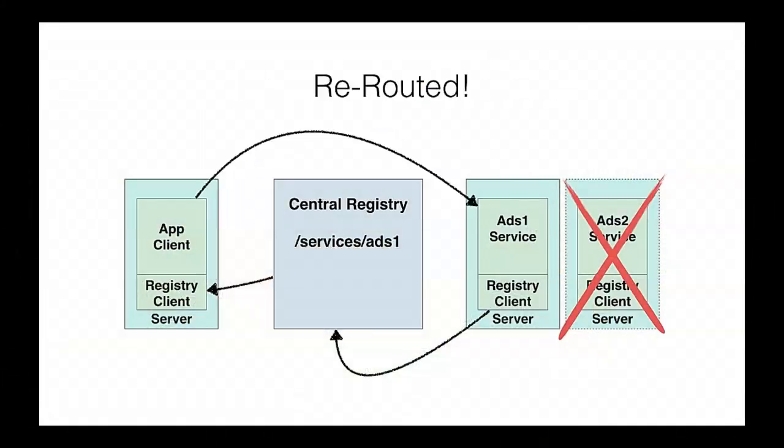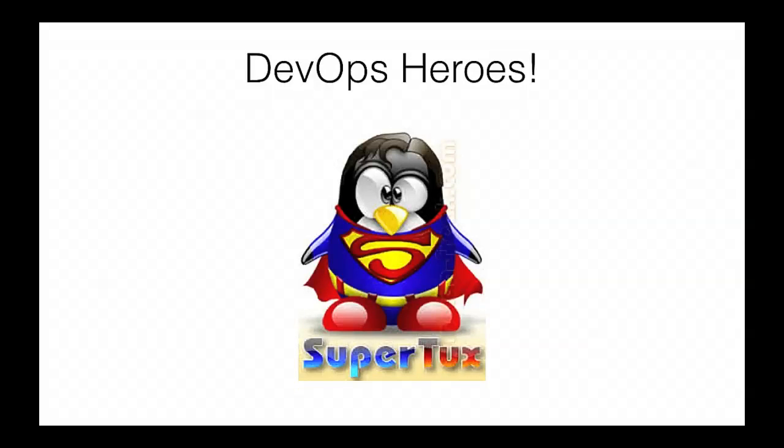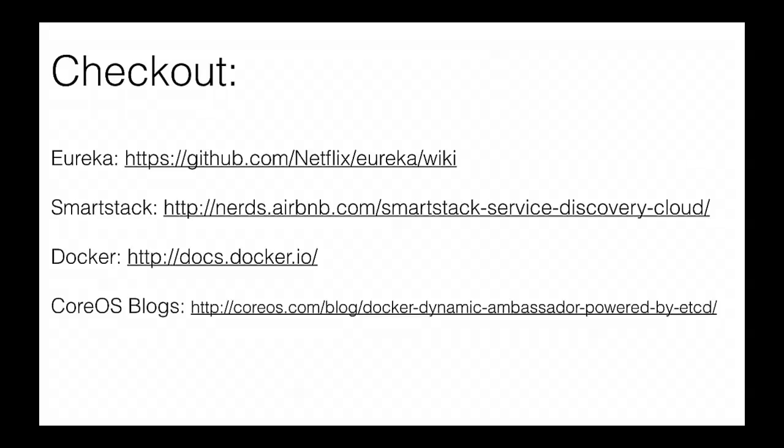So the app client, always keeping the registry client updated, knowing all its list of services that are available, reroutes. And then we have this great scenario, right? DevOps is a hero, right? They solved it, and they put it together. We're running now microservices, Docker, CoreOS. And that's pretty much the end.